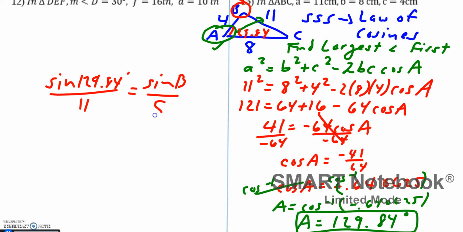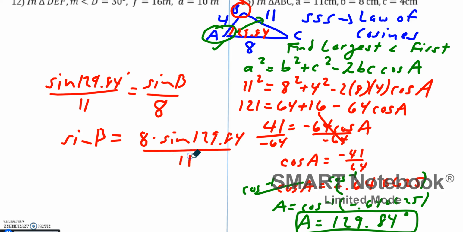So if I cross multiply, I would get that sine of B is equal to 8 times the sine of 129.84, all divided by 11. If I plug this into the calculator, I would get that sine of B is equal to 0.57621, and so on.